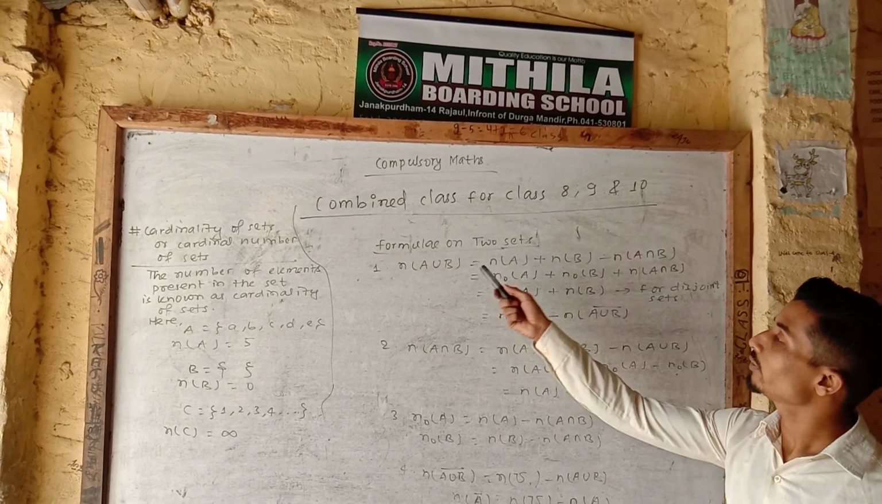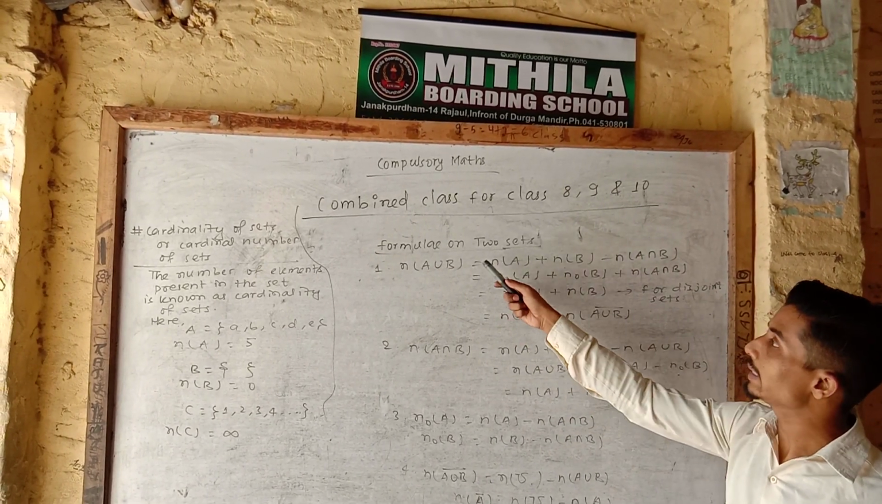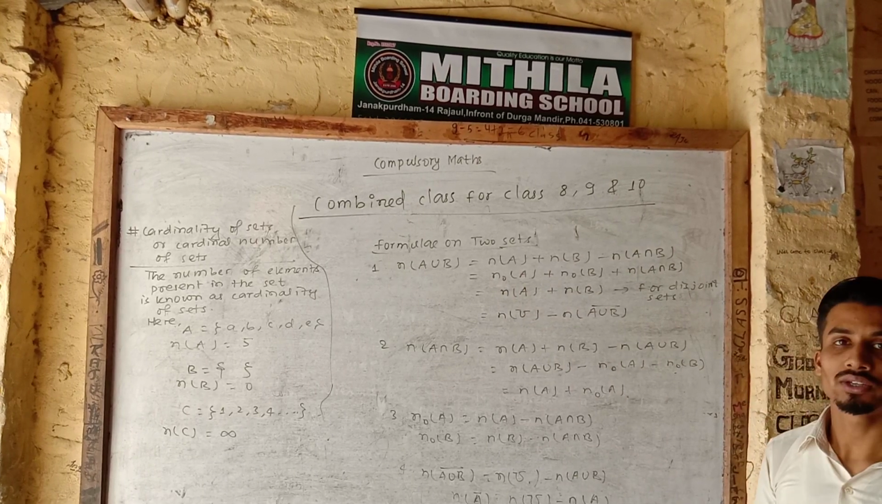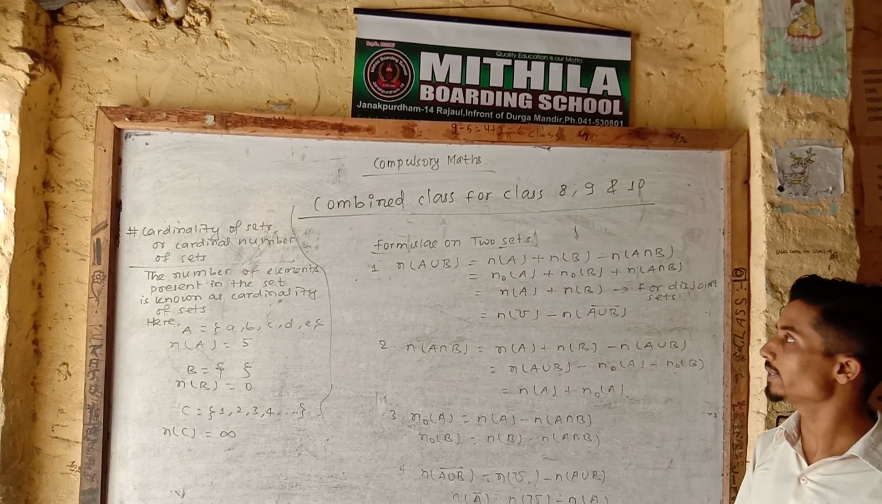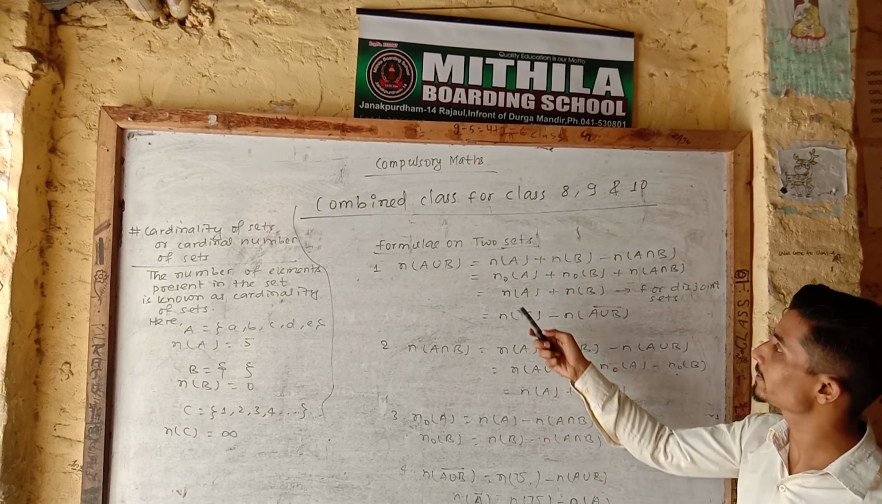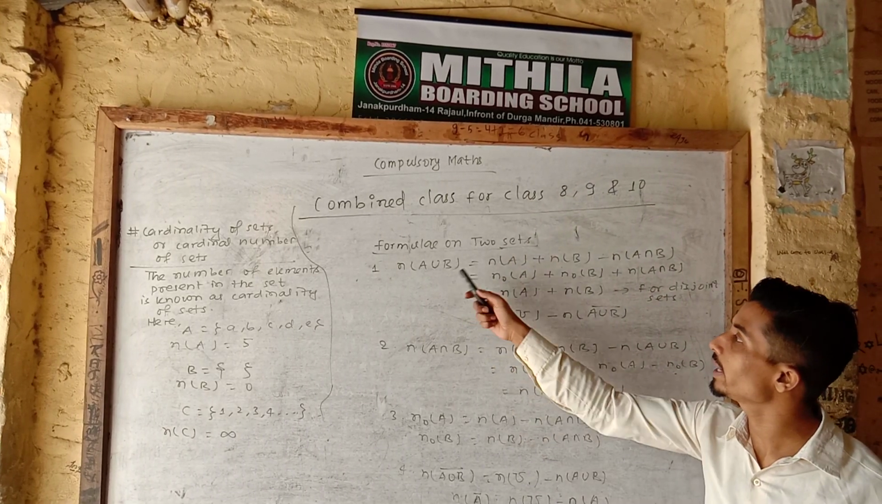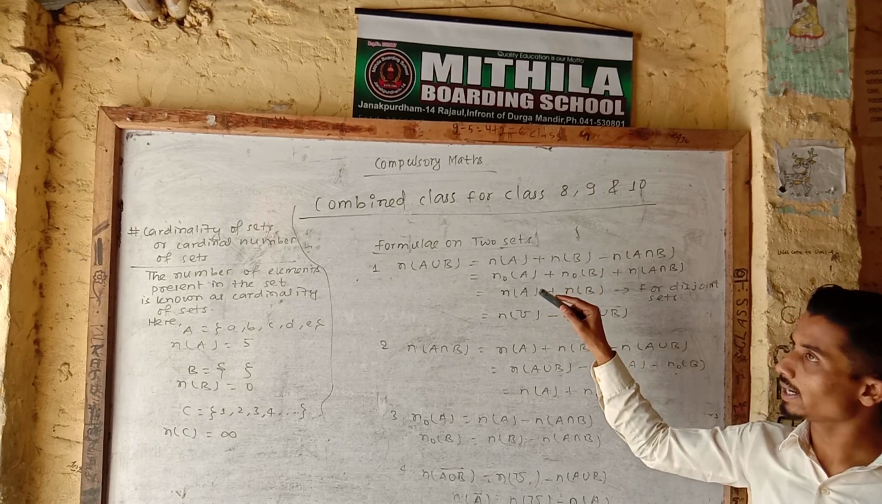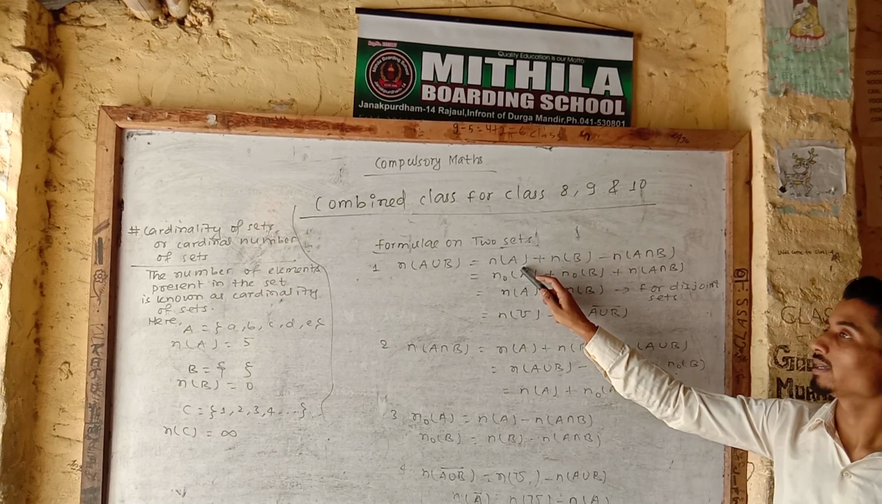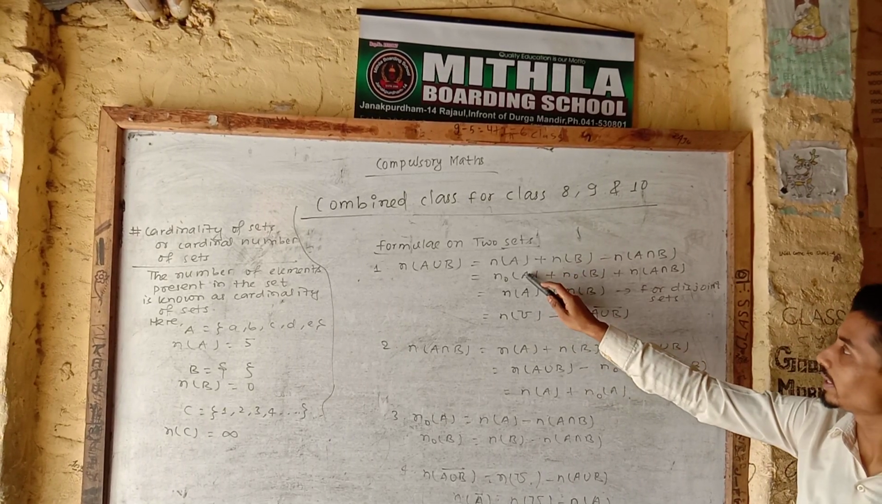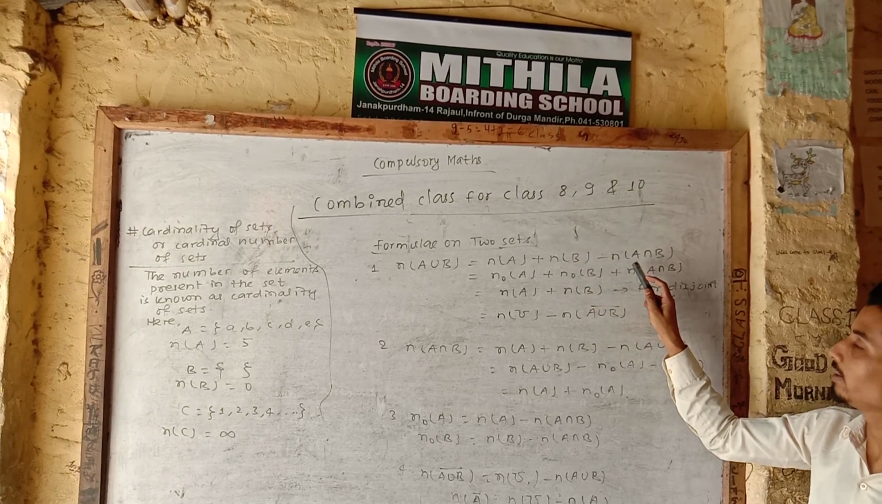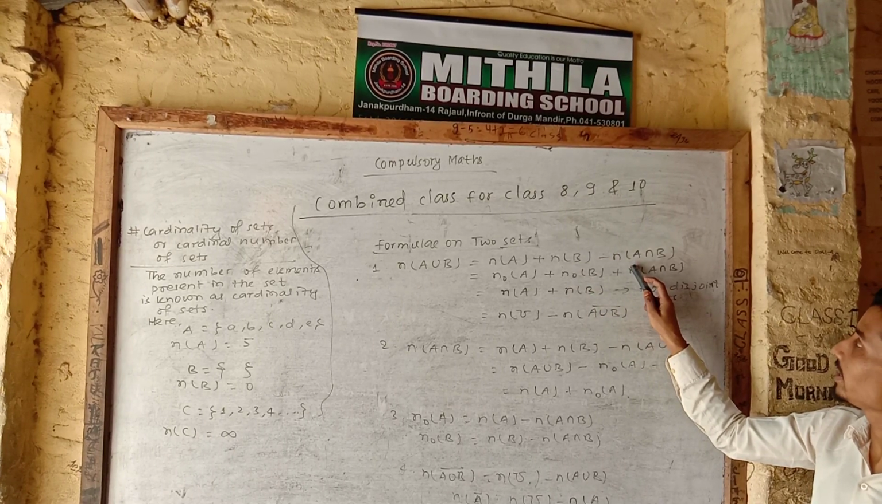So now we are going to remember or study some of the formulas that we are going to use in the set chapter for two sets, the problems based on two sets. Here is the first formula, the cardinality of A union B. For the cardinality of A union B, we will add the cardinality of set A, the cardinality of set B, and subtract N of A intersection B.